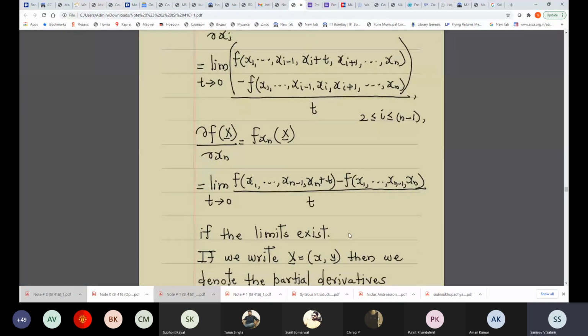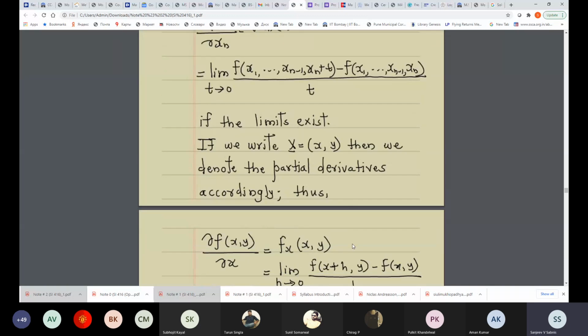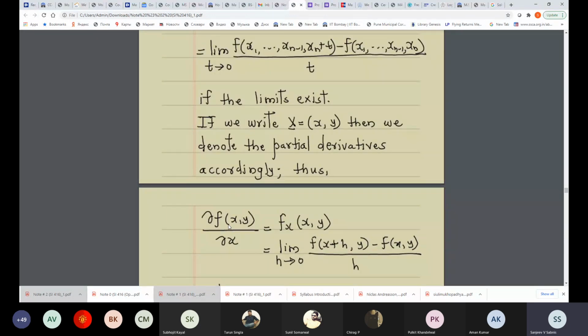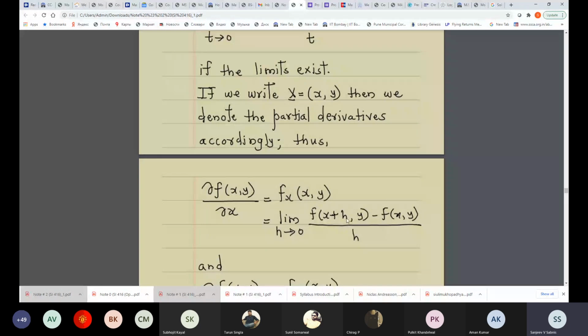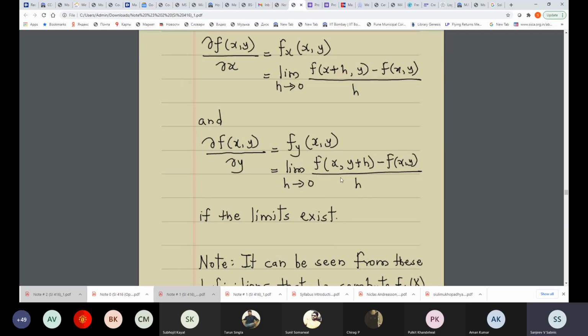Okay, so if you write x equal to (x, y), then we denote the partial derivatives accordingly. Thus the partial derivative of the function f of (x, y) with respect to x, holding y fixed, is nothing but the limit of f of (x plus h, y) minus f of (x, y), divided by h, the limit of this quotient as h tends to 0. Again, I think that's the standard definition. Of course the limits have to exist.